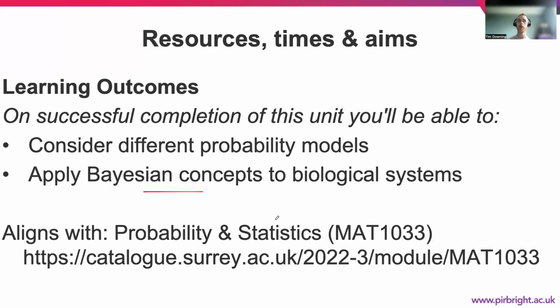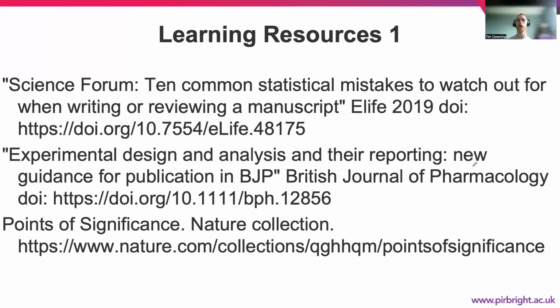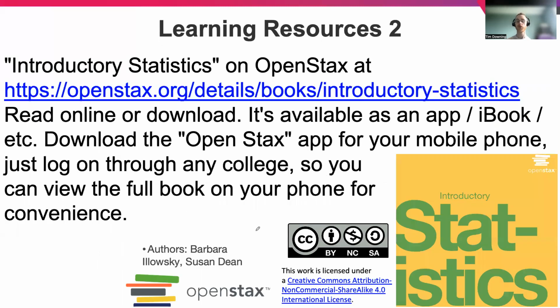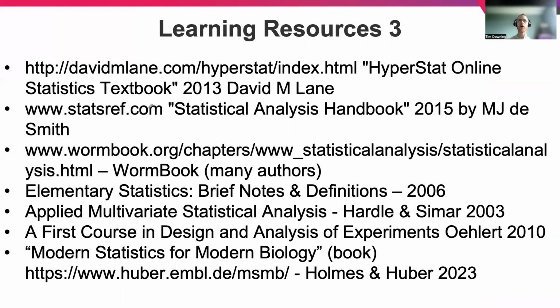You can note that this module is somewhat aligned with an existing module at the University of Surrey. There are extensive resources as well that you can read about. Some of these are quite general and especially point you towards the Points of Significance Nature collection. There's an introductory textbook on statistics in the OpenStax library that's free to use, and that's a more basic one. There's a variety of online reference books like StatsRef and HyperStat Online and so on.